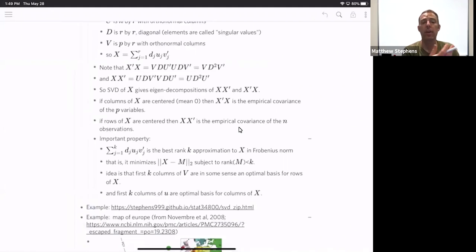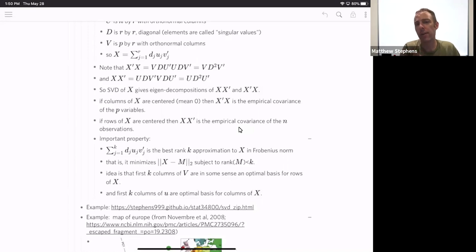Just doing the math the other way, you get that XX transpose, which is of course now an n by n matrix because X is n by p, is equal to U D squared U transpose. So both ways, you get the eigen decomposition of XX transpose or X transpose X. That's the connection. If you look at the V's, it's like finding the eigenvectors of X transpose X. If you look at the U's, it's like finding the eigenvectors of XX transpose.